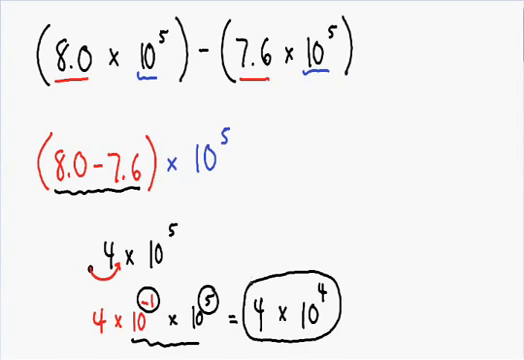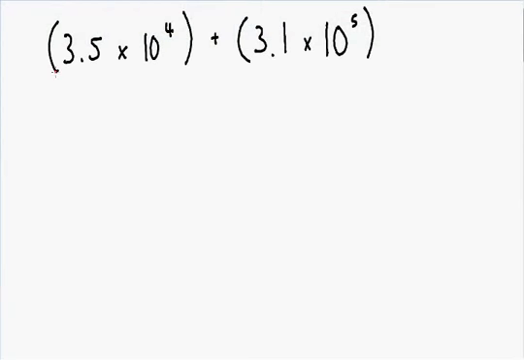So now let's go over one more example when our powers of 10 are not the same. So here we have 3.5 times 10 to the fourth plus 3.1 times 10 to the fifth. And notice how our powers of 10 are not the same. We have 10 to the fourth on the left side, and we have 10 to the fifth on the right side. So since they're not the same, this is not okay. We got to change this so the powers are the same.